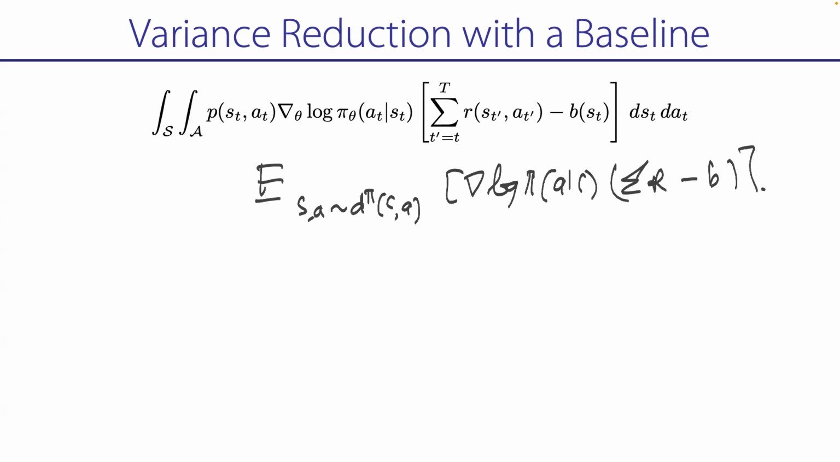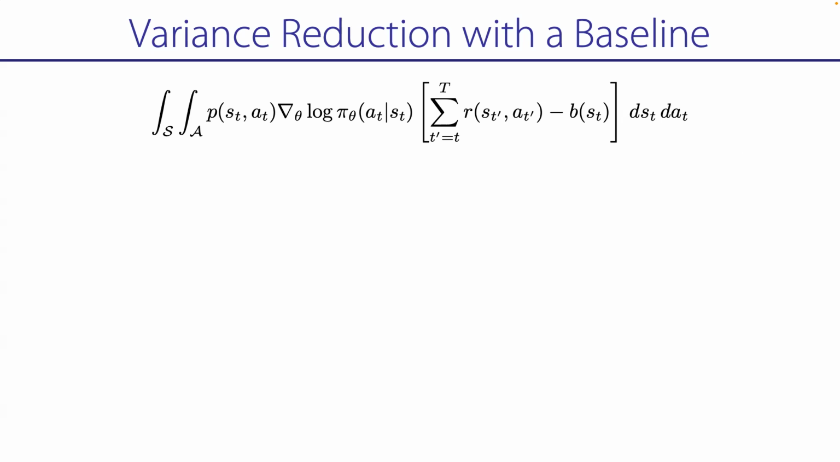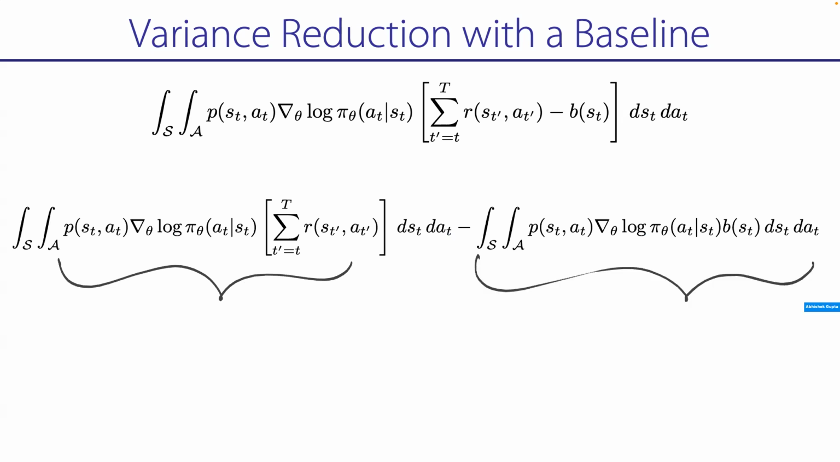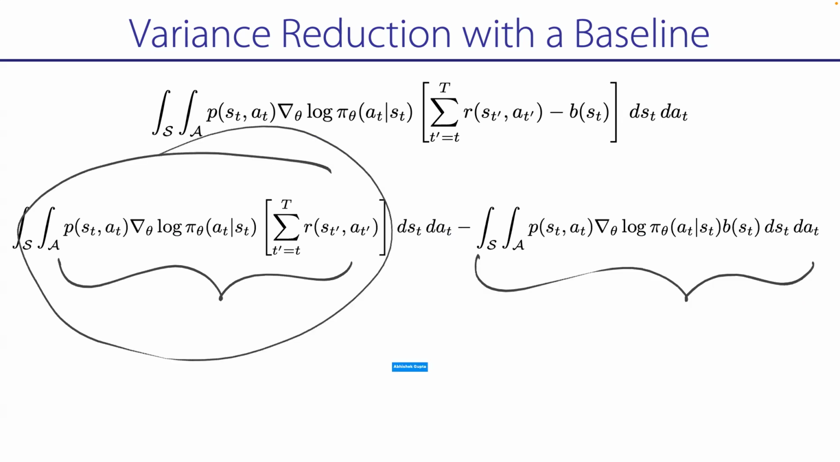It's going to reduce variance, but it's not going to matter in terms of bias. Okay, so how are we going to do it? Let's take this expression and separate it out into two terms. The first term is the reward term, and the second term is the baseline term. Remember, this is your standard policy gradient. So this is policy gradient.